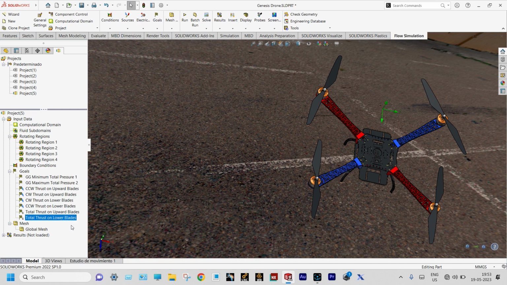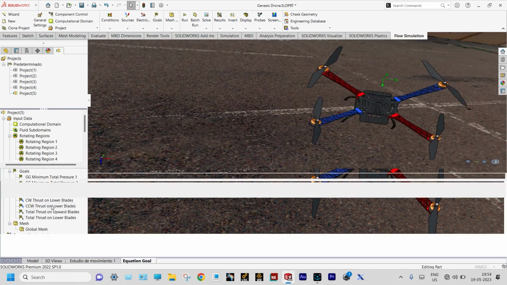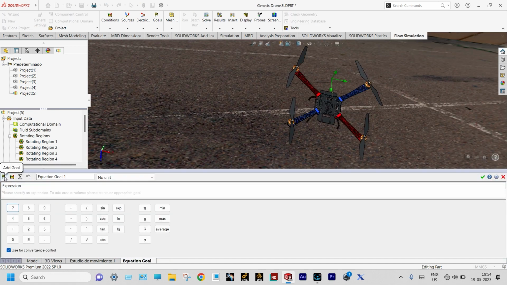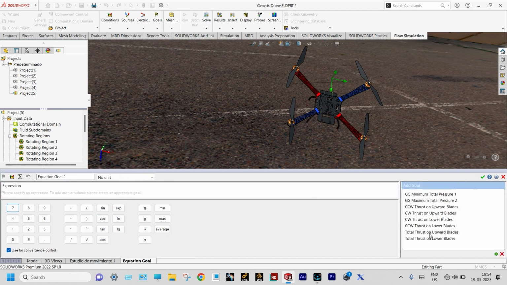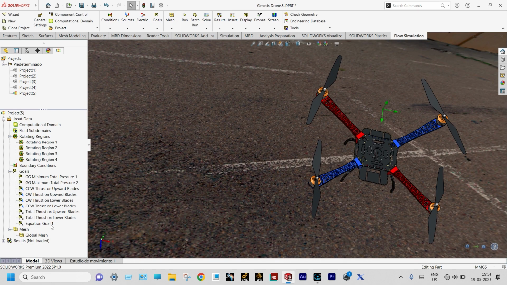Done. Now finally, we need to find out the total thrust, that is total thrust on upward blades and total thrust on lower blades. Again, you can select some equation goal from here, insert equation goal, and goals can be selected from here. Let us add these two different goals. First one plus second one, total thrust on lower blades. Done. Green check, and we can rename this one as total thrust.